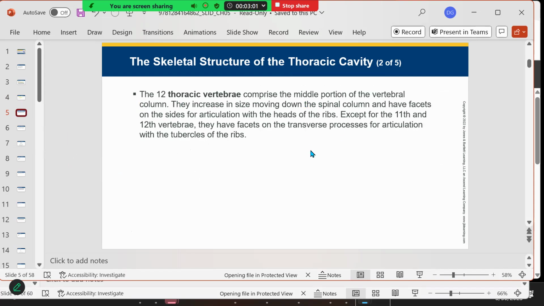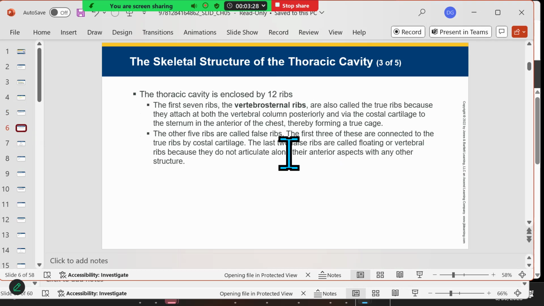The 12 thoracic vertebrae are the middle portion, probably the ones that we're most involved with. We need to do a lot of procedures that involve the ribs and the vertebrae in the thoracic region. Except for the 11th and 12th, they have facets on the transverse processes for articulation with the tubercles of the ribs. So, thoracic cavity, 12 ribs.